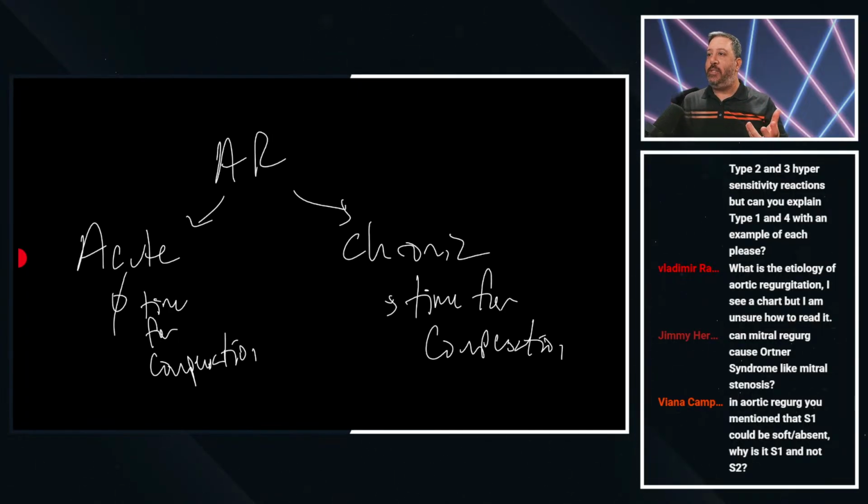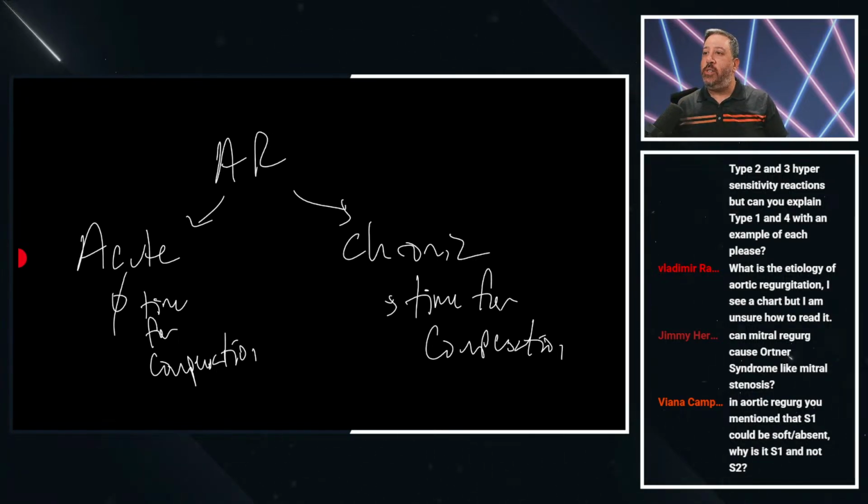So when that happens, you get left atrial hypertrophy, and when that atrium gets thicker and bigger, it will pinch that left recurrent laryngeal nerve, and that gives you the hoarse voice for the Ortner syndrome.